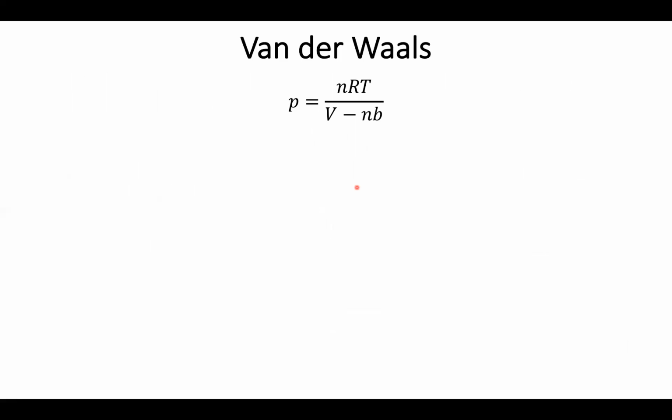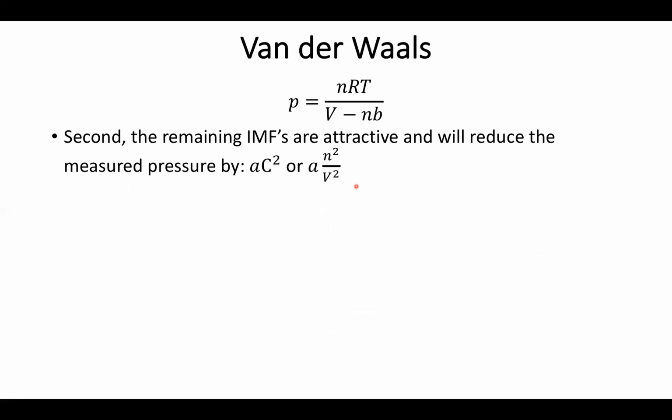However, while this is a good starting point, we're still neglecting our second major approximation, which is the fact that real molecules have attractive intermolecular forces. This means my molecules tend to stick together, which will reduce my pressure by a value related to the strength of the attractive IMFs, given by a, times the frequency of interaction, which is the square of the concentration of particles. Because don't forget, it takes two particles interacting to get a single interaction.